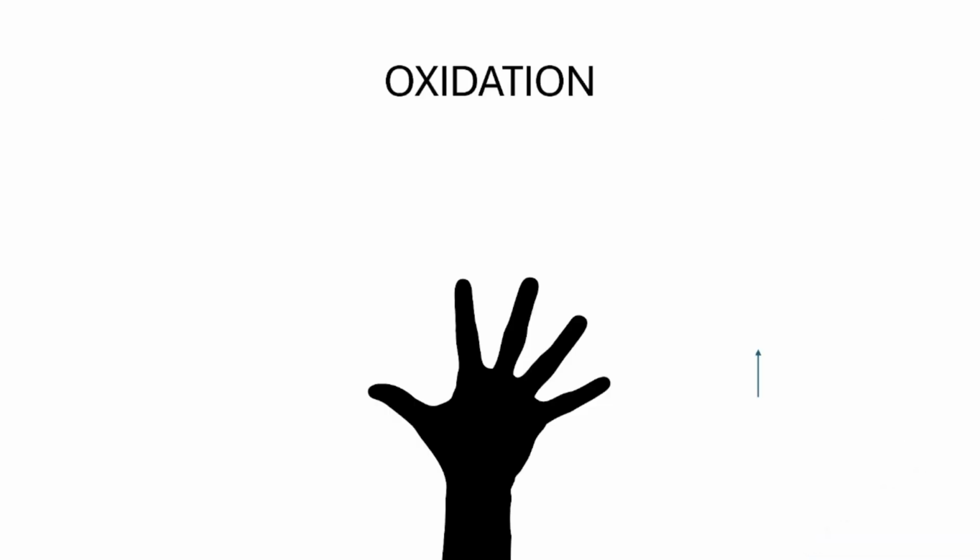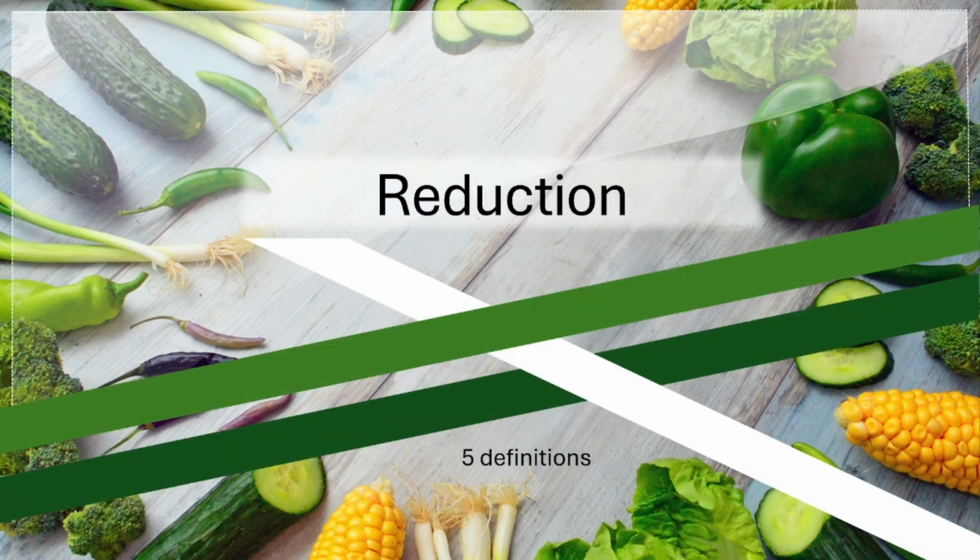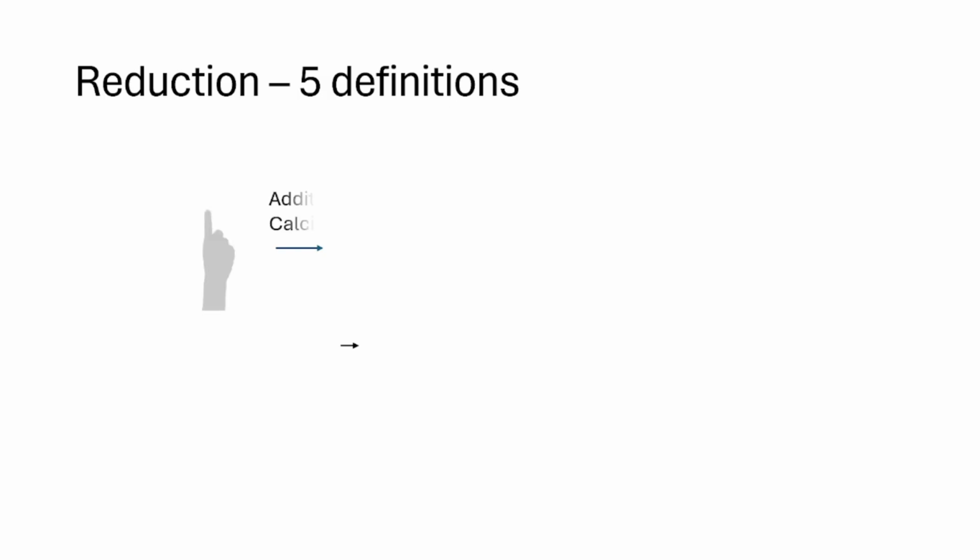In summary, adding oxygen or removing hydrogen is oxidation. Removal of electrons is also oxidation. The other definitions of oxidation are adding an electronegative element, like oxygen or chlorine, and increasing the oxidation number. Reduction is the opposite of oxidation. Reduction is the addition of hydrogen, or the removal of oxygen, and the addition of electrons.